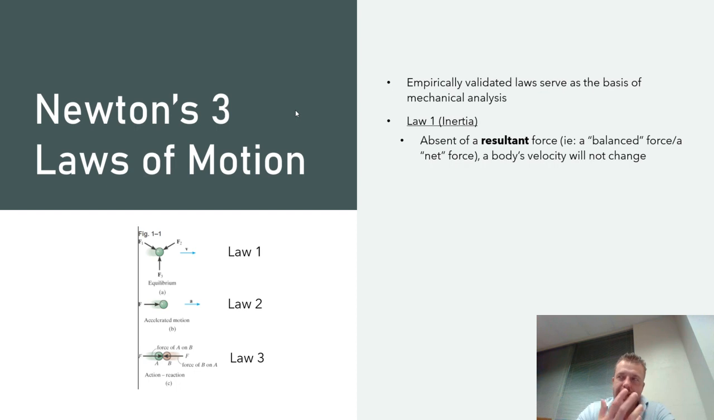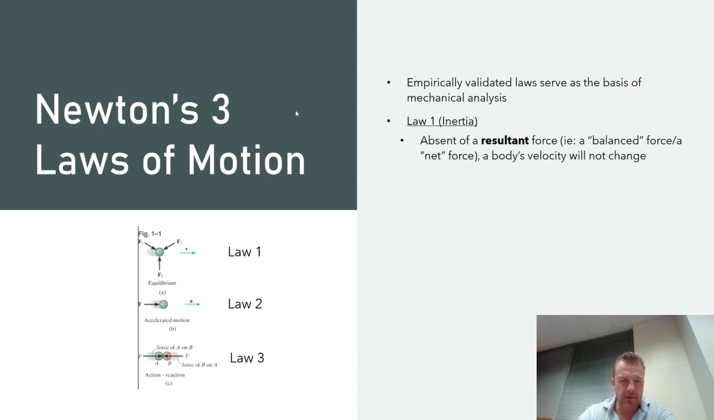When you take a statics course, which is where I took that figure from, the statics text that's used both here at SAC along with everywhere across the country, for these fundamental engineering courses, everyone tends to use the same book. And what it says is that absent of a resultant force, a body's velocity will not change.